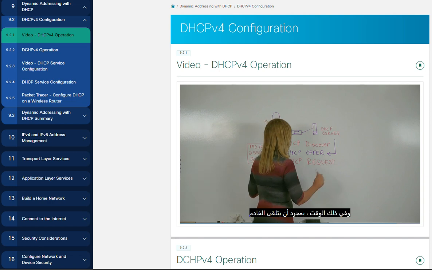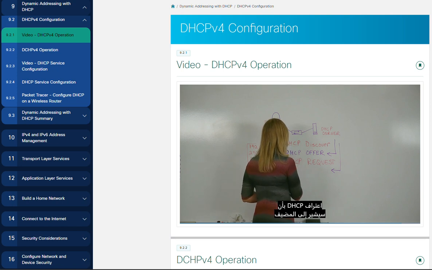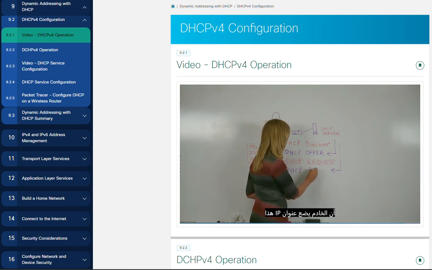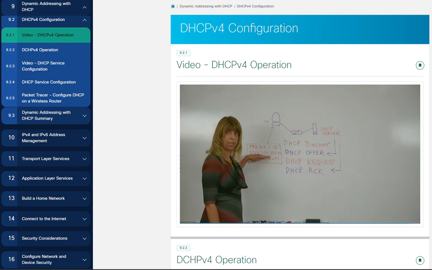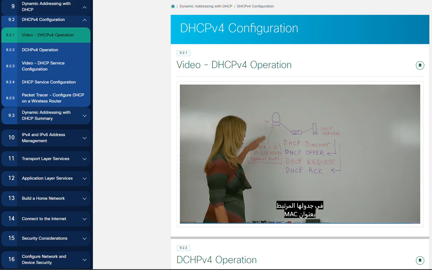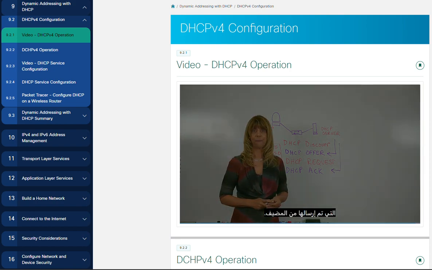And at that time, once the server receives the DHCP request, the server will send back a DHCP acknowledgement that will indicate to the host that the server is placing this IP address into its table associated with the MAC address that was sent from the host.